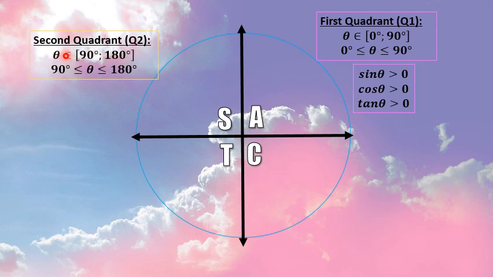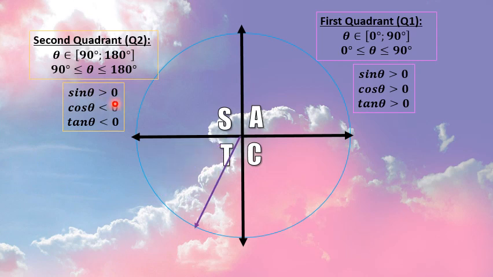Theta is an element of 90 to 180, or in set builder notation, theta is sandwiched in between 90 degrees and 180 degrees. And because this is the S quadrant, you guessed it, the only trig ratio that's positive in that quadrant is sine. Okay, let's move on to quadrant 3.